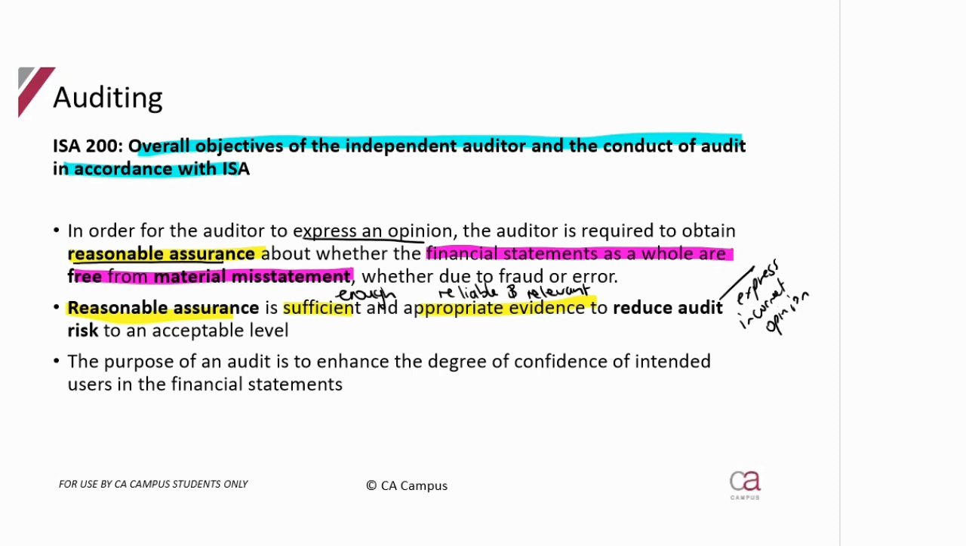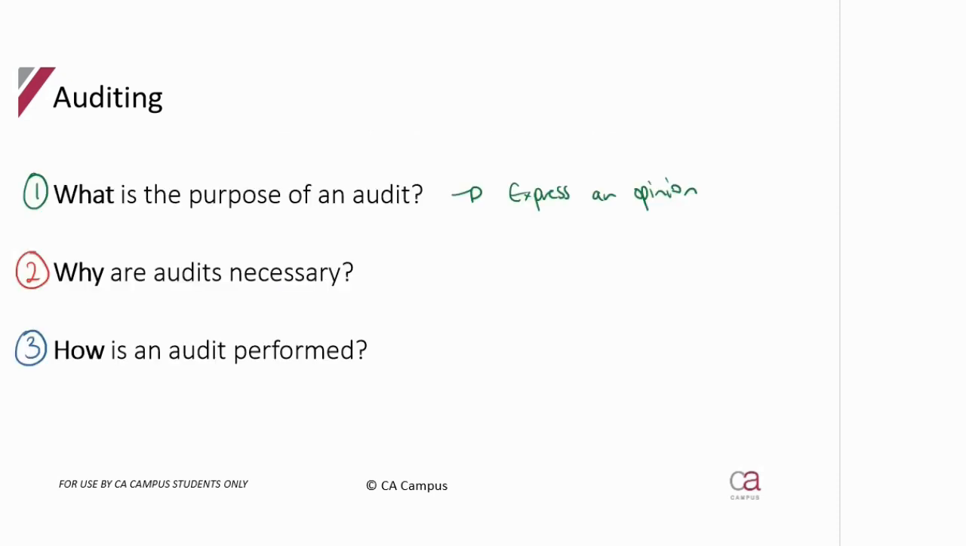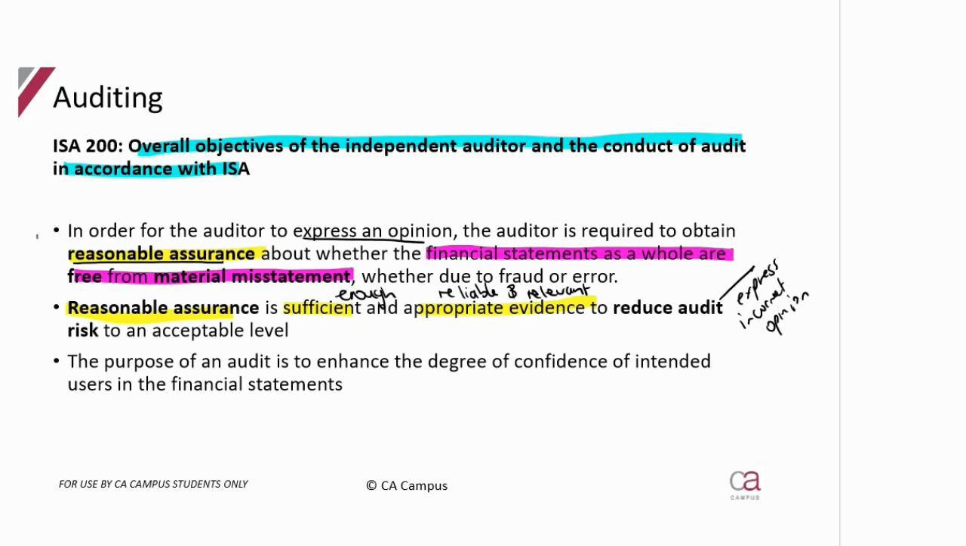So guys, we need to make sure in doing an audit that we get enough evidence, and that evidence is relevant to what I'm trying to express an opinion on. It's good enough to back my opinion, so that I give the correct opinion. And so, there's my answer to question 1. What is the purpose of an audit? It is to express that opinion by obtaining reasonable assurance.